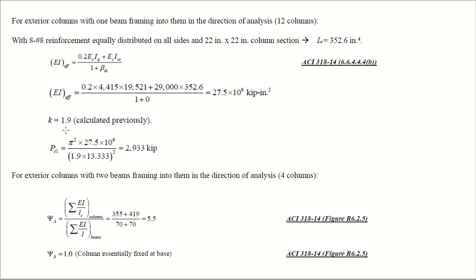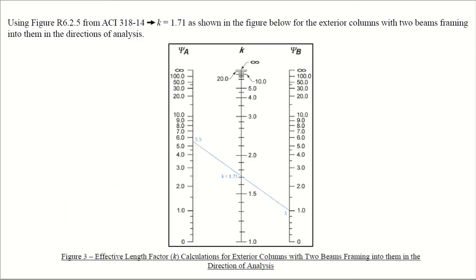K, as we calculated previously, is 1.9. Pc1 is equal to pi square into 27.5 into 10 to the power 6 divided by this term, we already know it, is equal to 2933 kips. For exterior columns with two beams framing into them in the direction of analysis, there are 4 columns. There were 12 columns with one beam framing into them, and there are 4 columns with two beams. So psi A will be equal to column stiffness divided by beam stiffness. You will get 5.5, and you know psi B is 1, as we already discussed, essentially fixed at the base. So using again this chart for non-sway frames, we will get K. See, you join 1 with 5.5 and it will cut this point at almost 1.71. So now your K is 1.71 for those exterior columns with two beams framing into them in the direction of analysis.